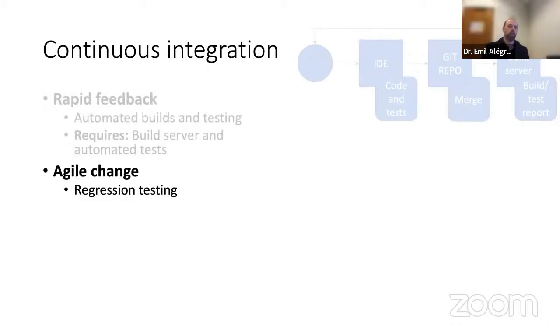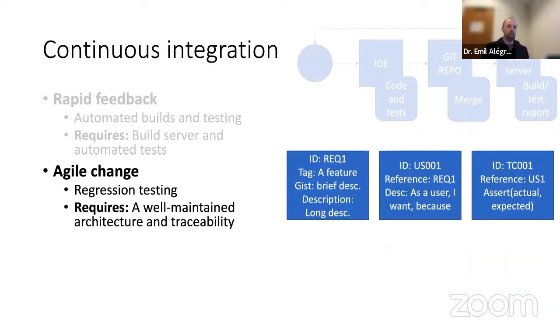Another thing within continuous integration is that it allows you to be more agile in terms of change. And here I'm not talking necessarily about agile software development processes such as Scrum or extreme programming, but just being agile to changes in the market or changes in users' needs. And once more, regression testing is very important. However, in order for this to work really well, you need a well-maintained architecture in the software, as well as traceability among different artifacts.